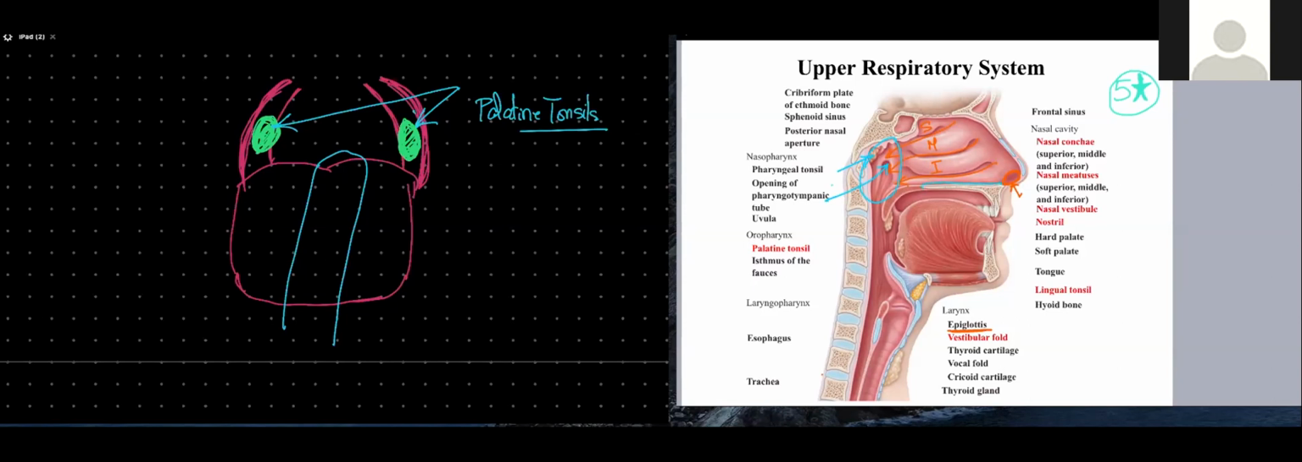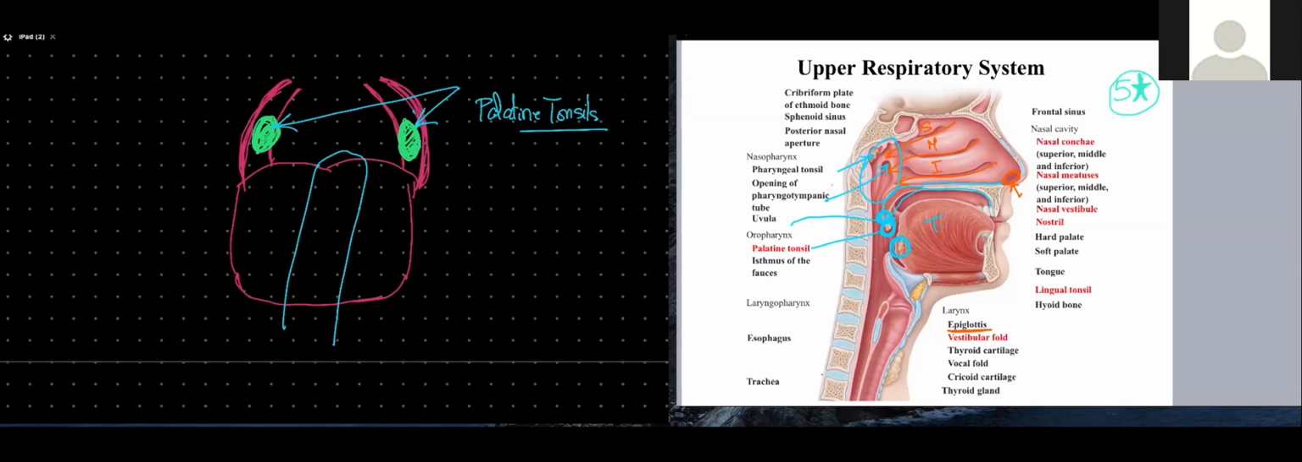Underneath it, we've got the oral cavity. This is my hard palate. This is the tongue. This is the soft palate. The hanging part of the soft palate is what we call the uvula. On both sides of the oropharynx, we've got the palatine tonsils. And related to the tongue, we've got the lingual tonsil.